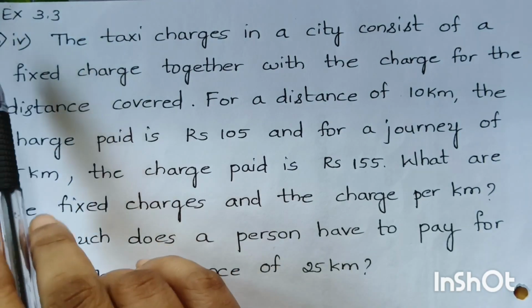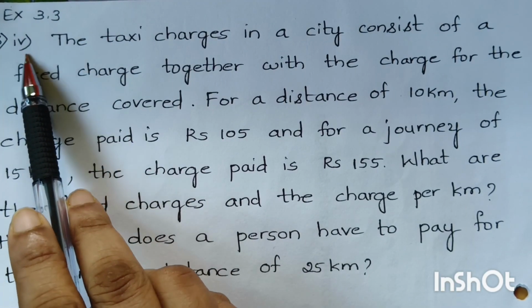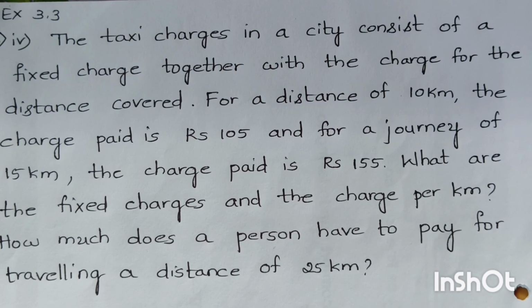Exercise 3.3. In third main, we are solving the fourth question. The taxi charges in a city consist of a fixed charge together with a charge for the distance covered. For a distance of 10 km, the charge paid is rupees 105, and for a journey of 15 km, the charge paid is rupees 155. What are the fixed charges and the charge per kilometer? How much does a person have to pay for traveling a distance of 25 km?